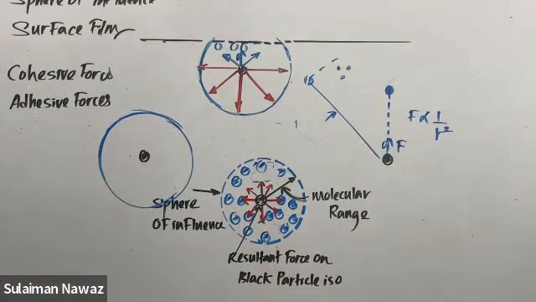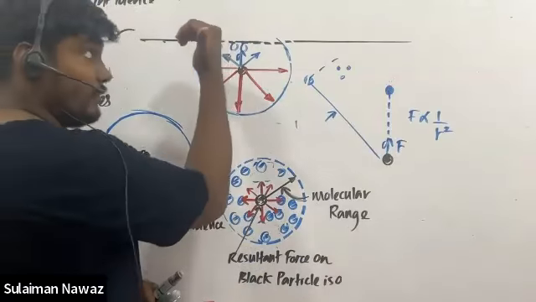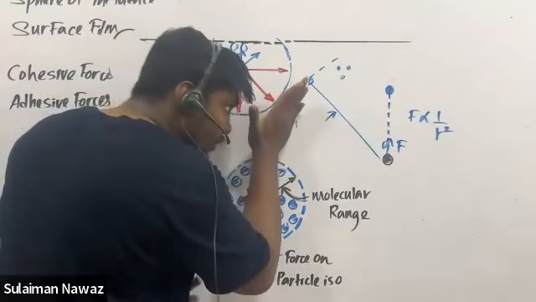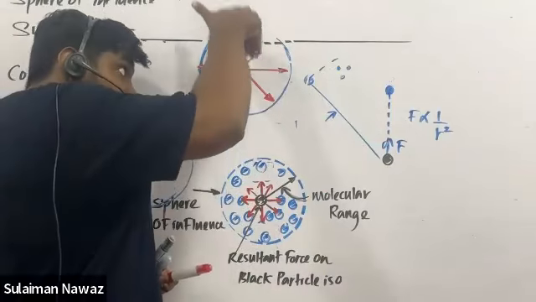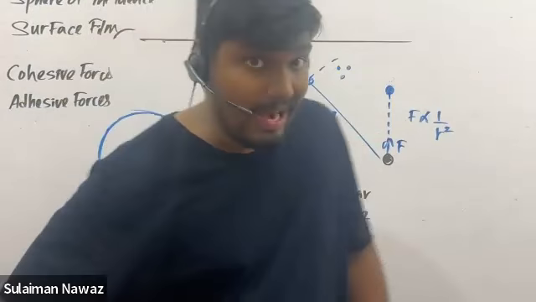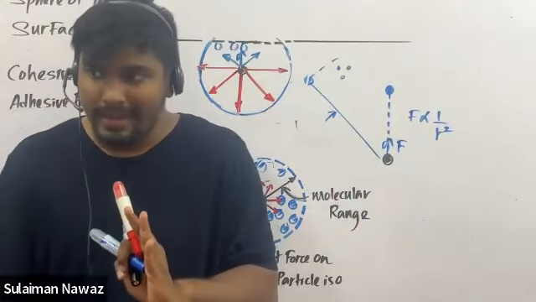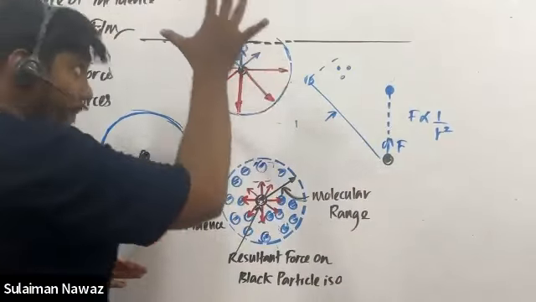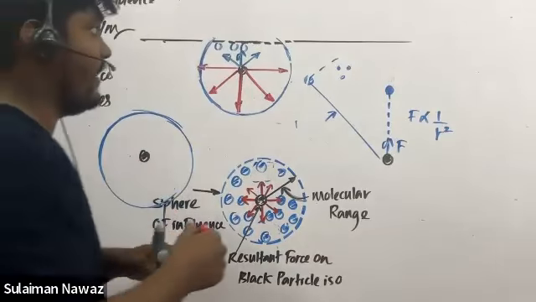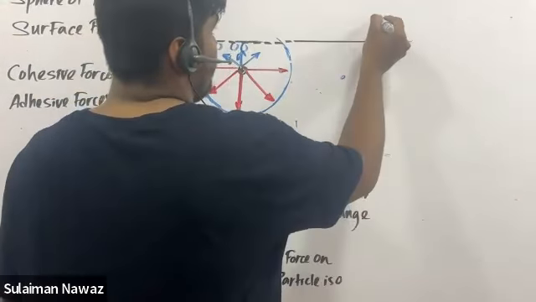No. Then you will understand that the liquid particles close to the surface have some kind of resultant force acting in a downward direction. The resultant intermolecular force, cohesive and adhesive, acts on the particles closer to the surface of the liquid in a downward direction. Am I correct? Right.